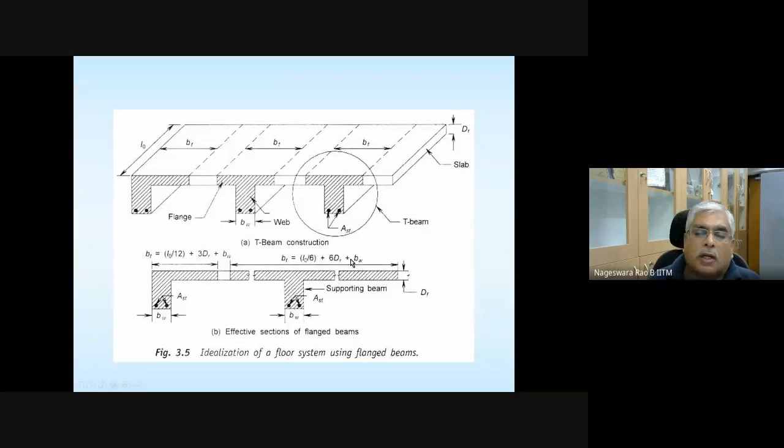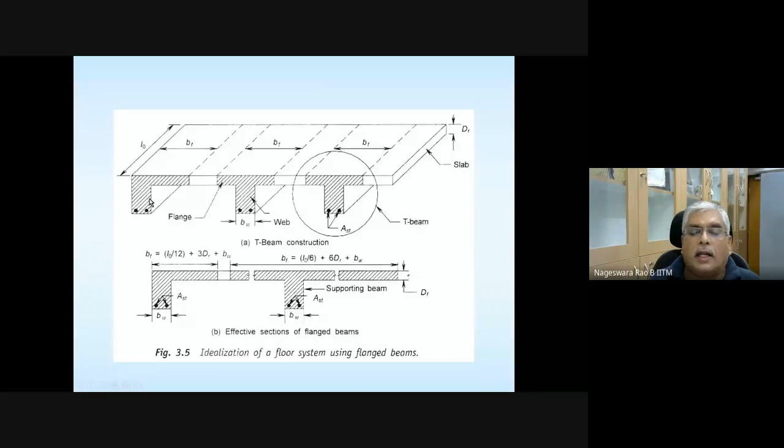What each of these stands for, what this L0 and other things are, we discussed in detail in the earlier classes, and that is also given in code IS 456. Page 47 gives you the details about it. L0 depends on the end conditions, boundary conditions, whether it is simply supported or fixed or different, whether it is a continuous beam and other things. So basically L0 is the distance between the points of zero moments. So this BF is going to depend on all these things.